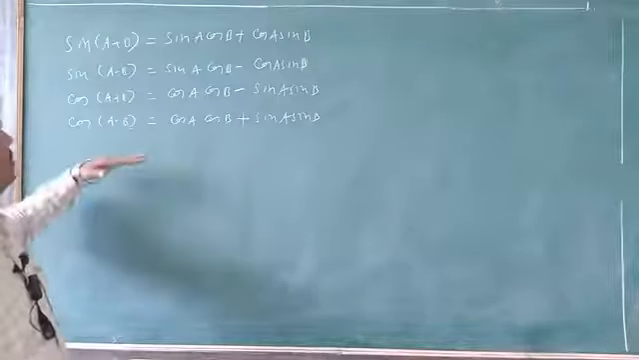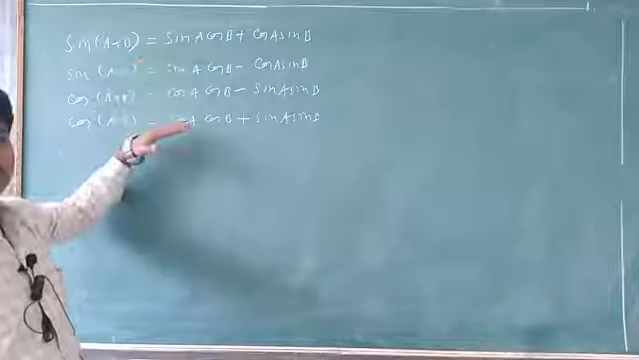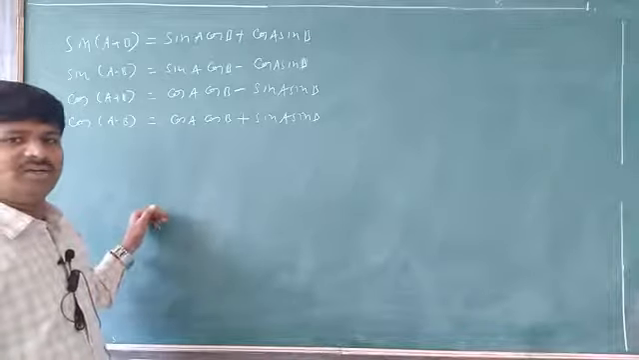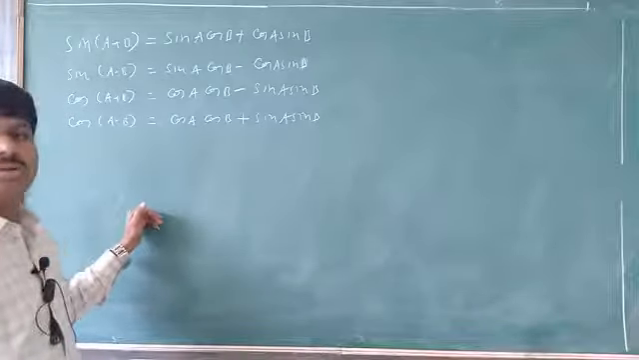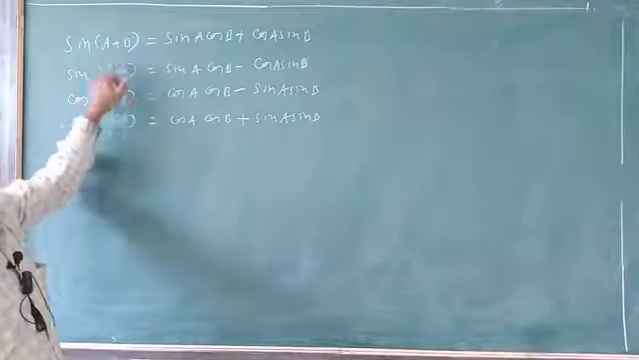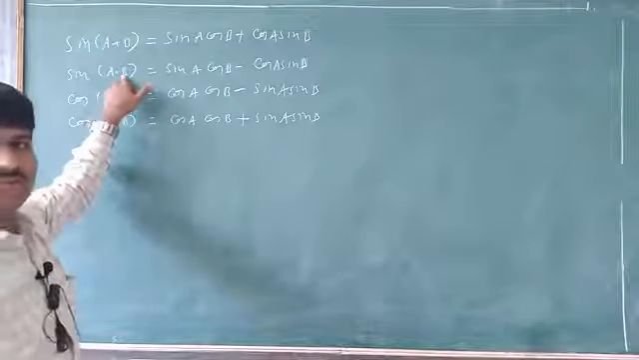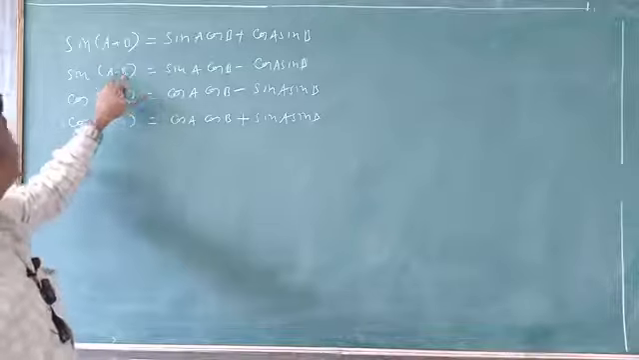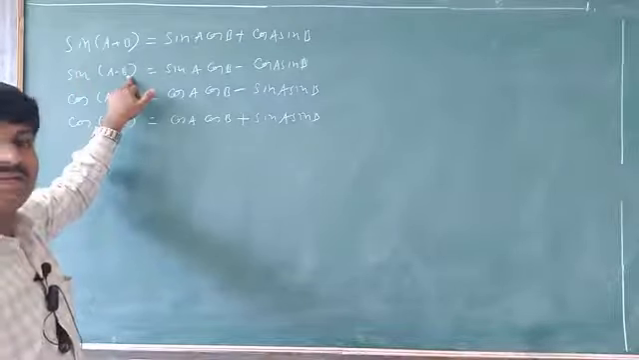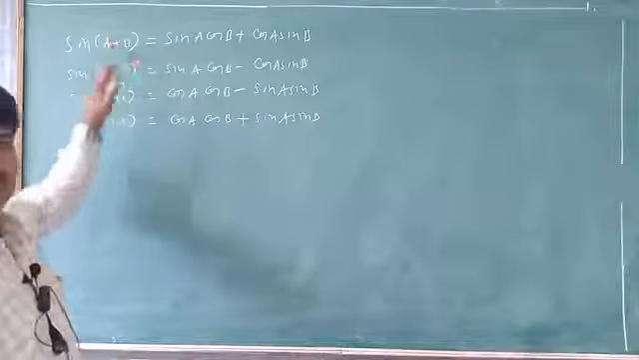Okay, yes. So by using these four formulas, now I am going to derive two more formulas. First you add these two formulas, then you will get one formula. That means you add these two formulas. What is that one? Sin of a plus b plus sin of a minus b. You add these two formulas.